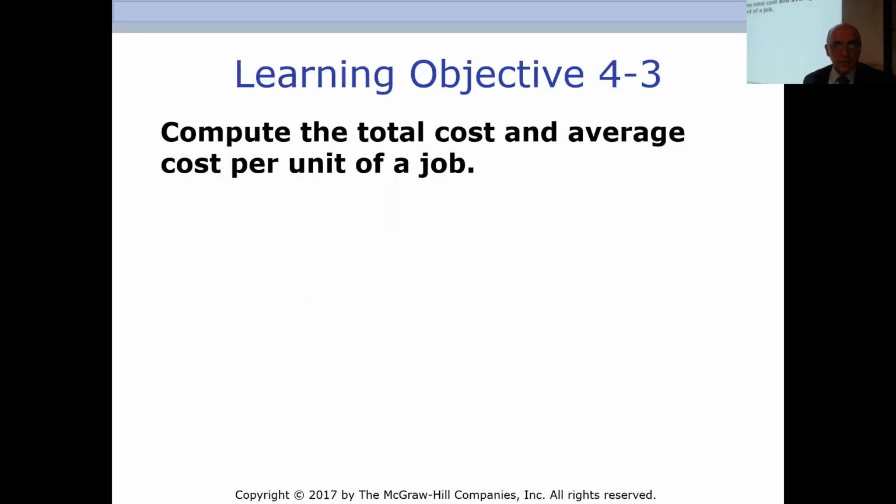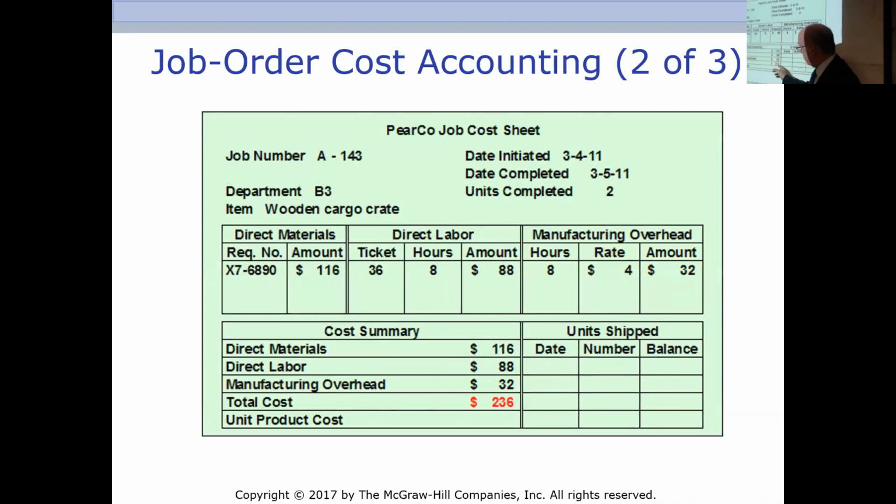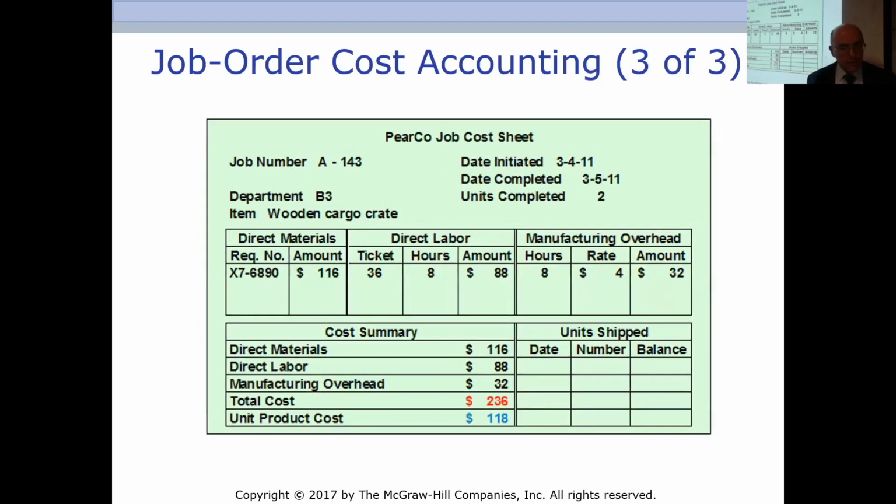Compute the total cost and average cost per unit. Here we have some numbers. Again, the direct material cost is 116, direct labor 88, manufacturing overhead is 32. So the total cost is 236. And then for the units, if they tell us how many units, we can divide that. And they do tell us the unit product cost is 118. 236 divided by something is 118. So it must be 2 per unit.